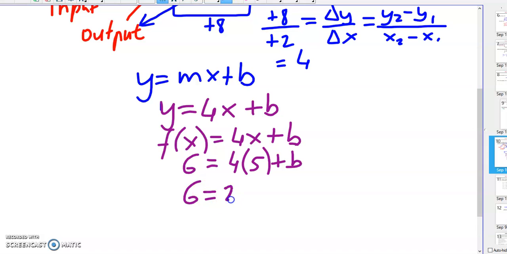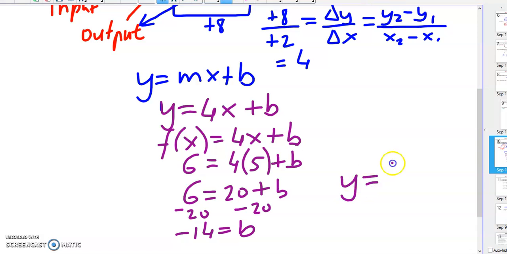So 6 is equal to 20 plus b, and I subtract 20 from both sides, so -14 is equal to b. So my final equation for the line in slope-intercept form is y equals 4x minus 14.